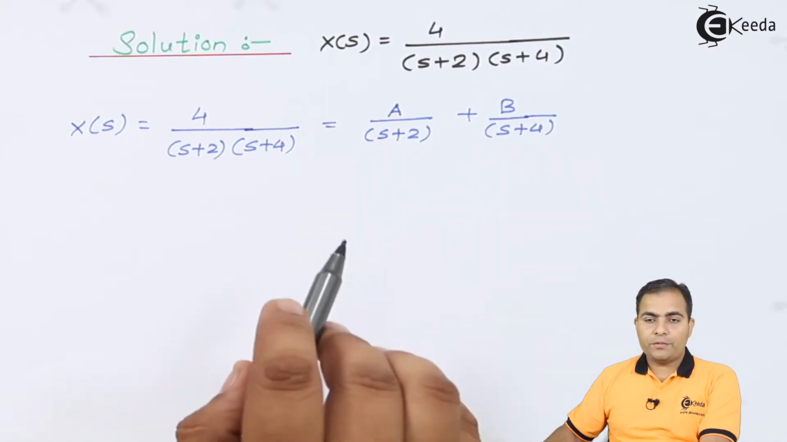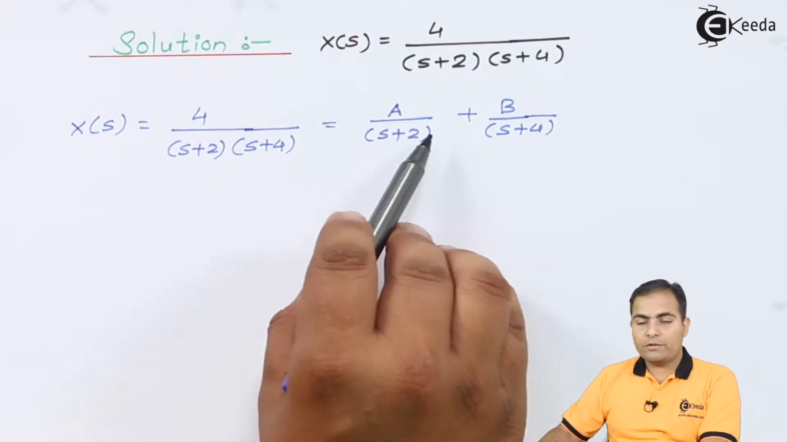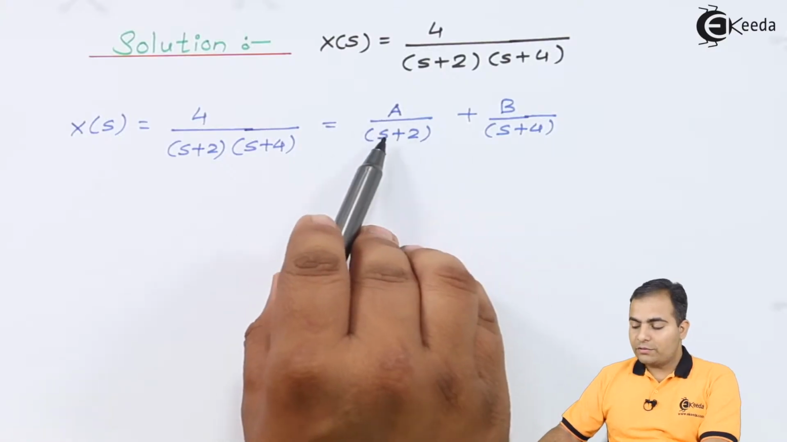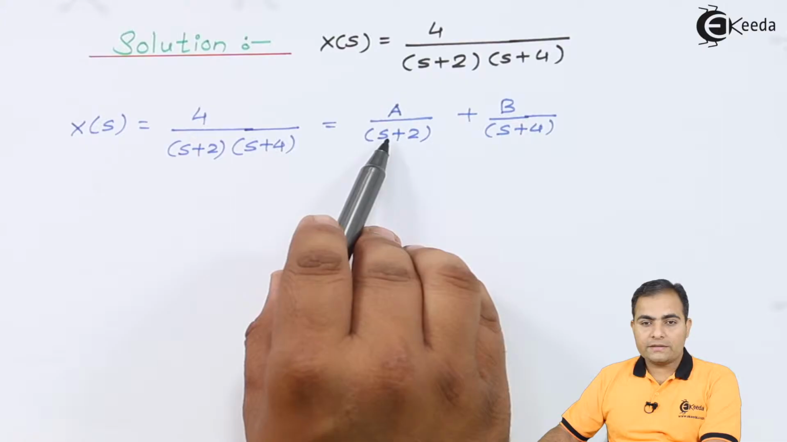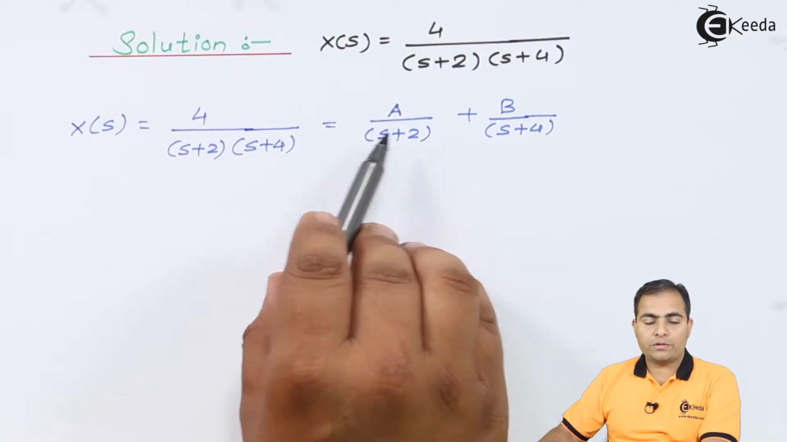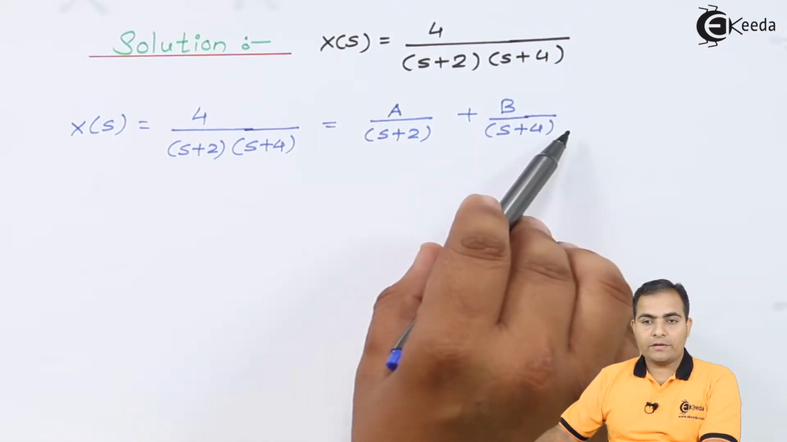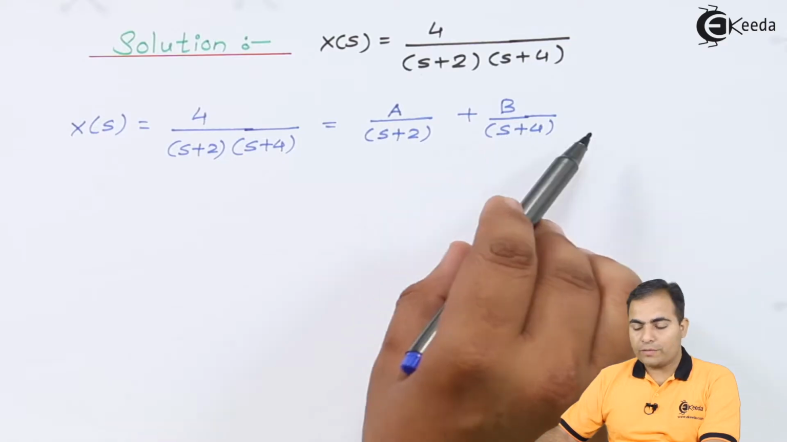So what we are going to do here is substitute s plus 2 equal to 0 to find the value of A. So what will be the value of s? To find the value of A, we simply substitute s plus 2 equal to 0, so s will be minus 2. And to find the value of B, we equate s plus 4 with 0, so you will get s equals minus 4.